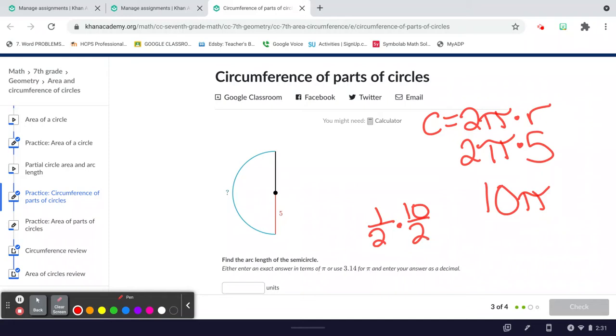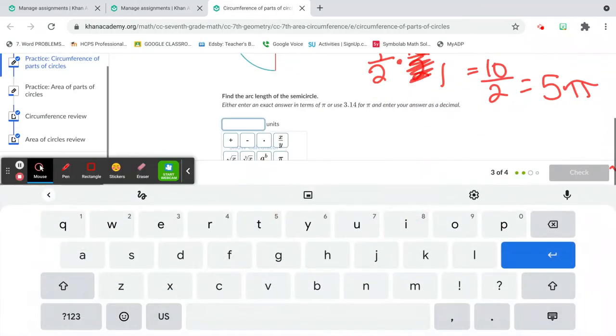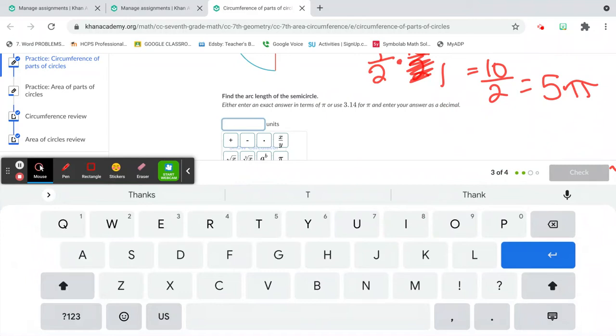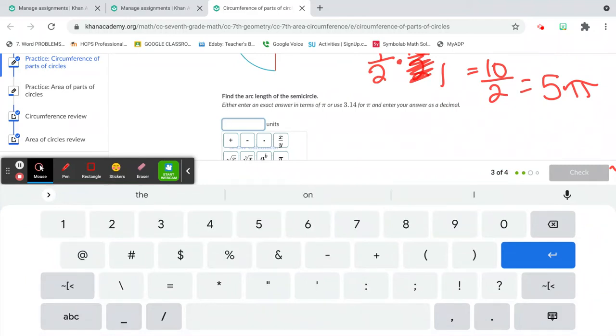Why did I put 10 over 2? This is supposed to be a 1 under here. 10 times 1 is 10. 2 times 1 is 2. 10 divided by 2 is 5, and I put my pi back. So my answer would be 5 pi.